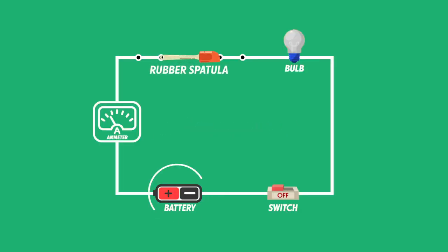Make a circuit having a battery, a switch, an ammeter, a bulb which also includes a rubber spatula. Do you think the bulb will glow? No, the bulb doesn't glow. Let's replace the spatula with a silver spoon and see if the bulb glows now. Yes, it does. Why did the bulb glow the second time? And why didn't it earlier?